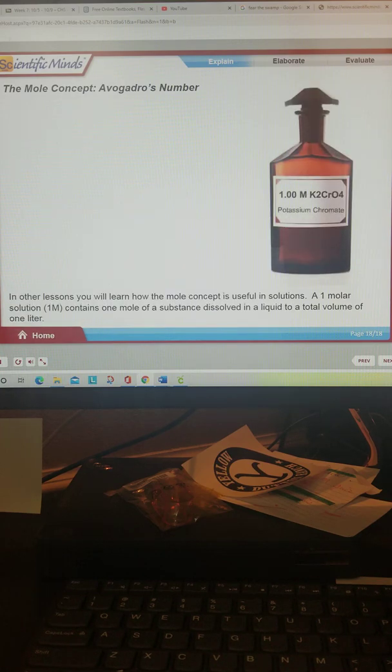In other lessons, you will learn how the mole concept is useful in solutions. A 1 molar solution contains 1 mole of a substance dissolved in a liquid to a total volume of 1 liter.